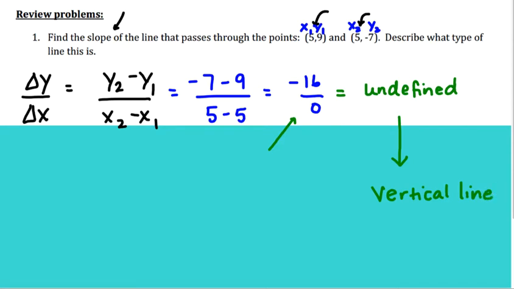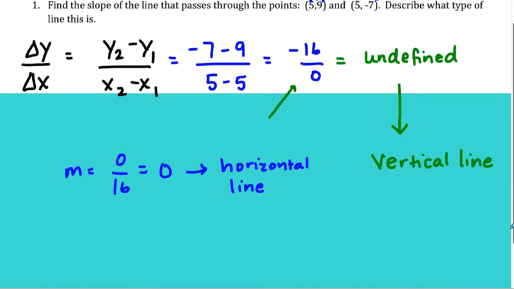All right, now if I had gotten 0 over 16, let's pretend I'd gotten that, the slope actually is 0, and that means that it is a horizontal line. And I have this really fun mnemonic that I use to help me remember these two, because these are called special slopes. All right, and that mnemonic is Hoy Vux. Now, if you want to know what it means and how to use it, because it's really helpful, you better ask me, okay? And I'll know you watched the video because you asked me.